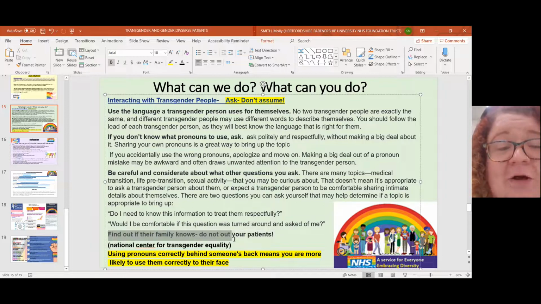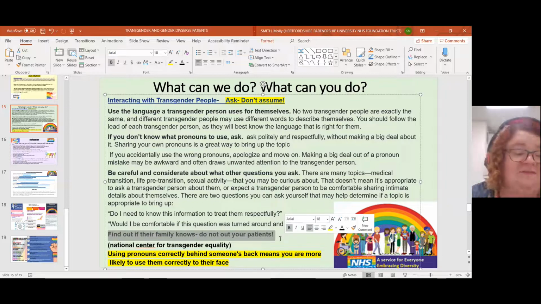And please do find out if their family knows. Do their family know that they're gender diverse? Do their family know they're transitioning? Do their family know they're non-binary or gender fluid? Don't just out them and assume they know. You could cause a lot of damage there. So ask the patient, do your family know about this? Would you like me to use your pronouns in front of them? Would you like me to treat you differently when your family are there? If they don't know, don't use their identified pronouns, because you're outing them subtly.